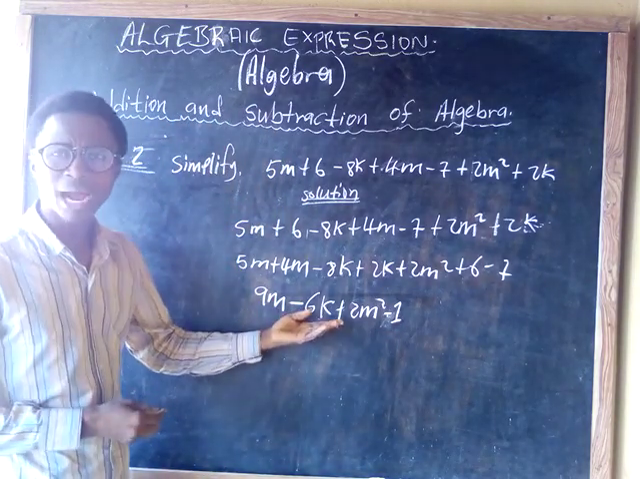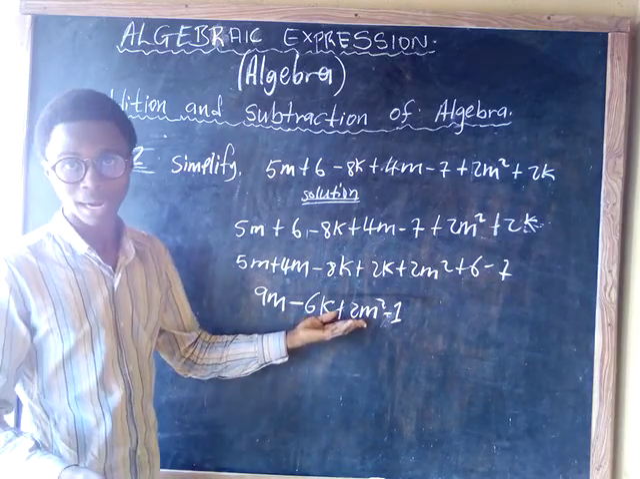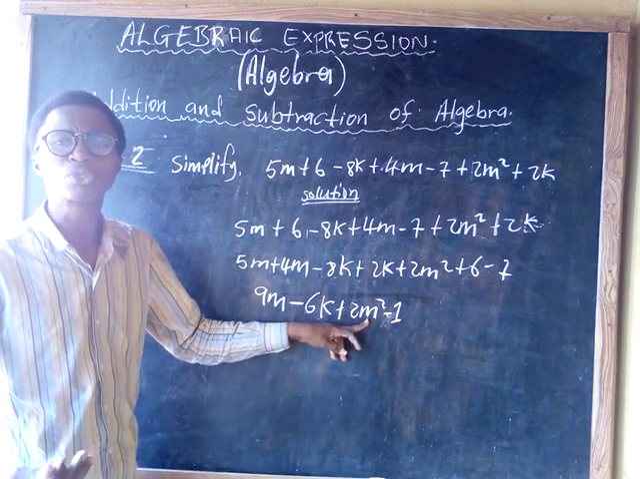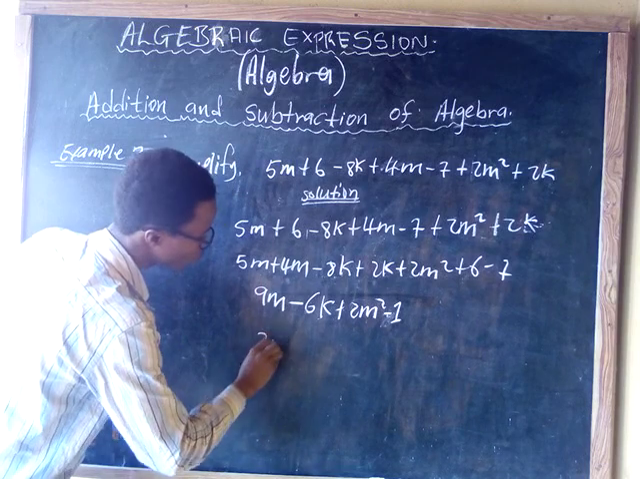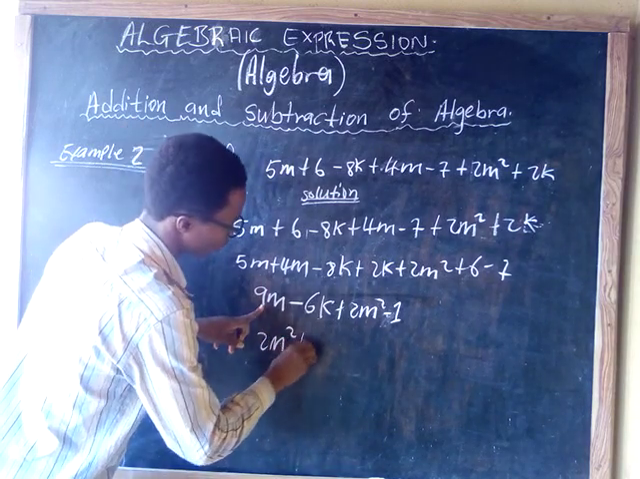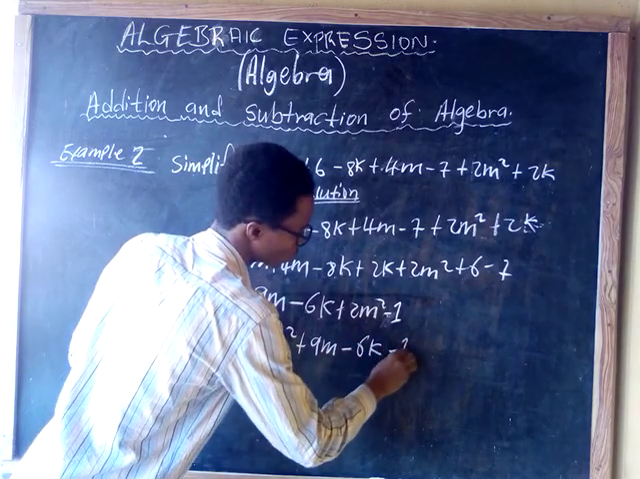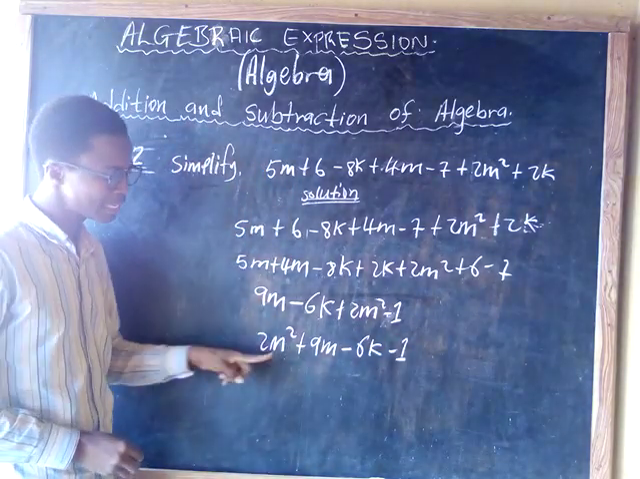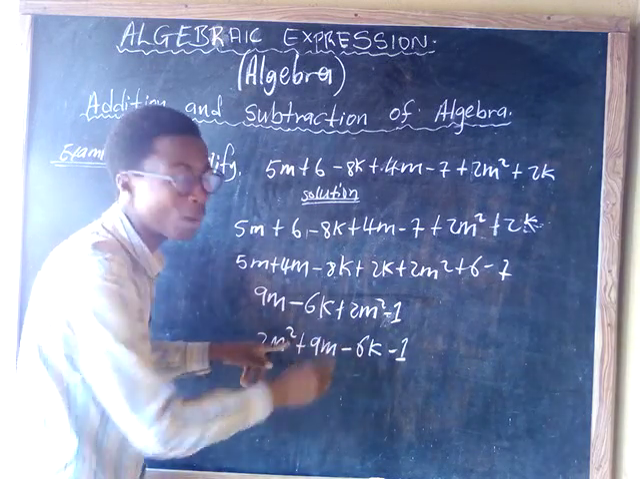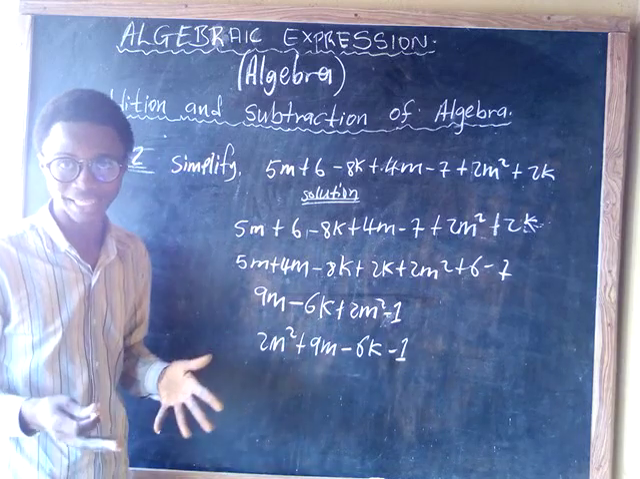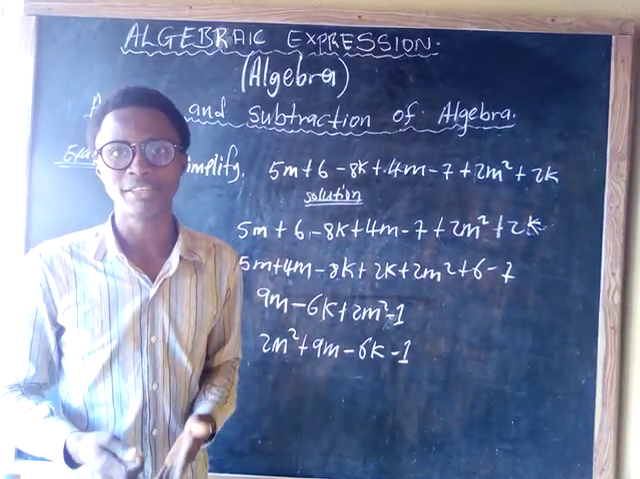Now you have to arrange them in order of magnitude, meaning decreasing power. Always learn to put the highest power in front. So we bring the 2m square: 2m square plus 9m minus 6k minus 1. So this is your answer. Remember, this is m, but they are not like terms because of the power. This is power 2, this is power 1. So this is how to add. Please, if you don't understand, play the video so that you understand it.